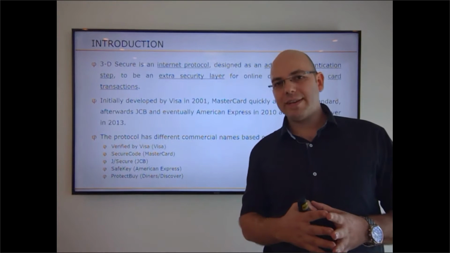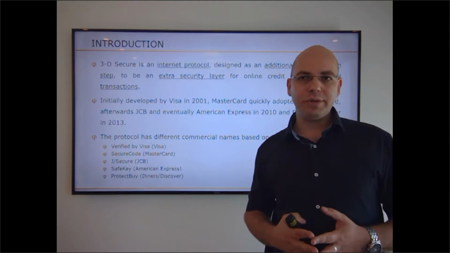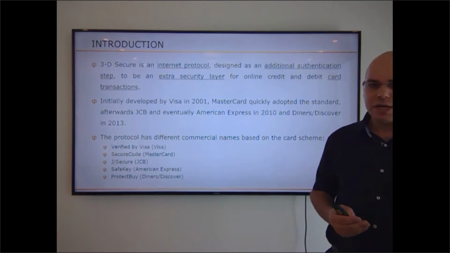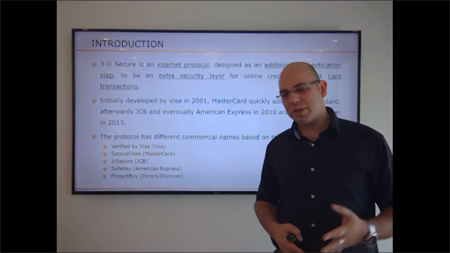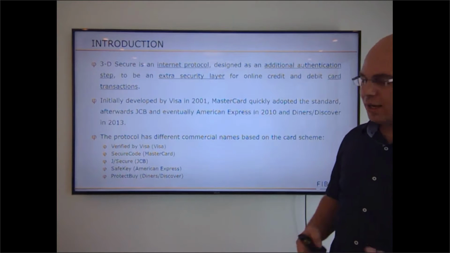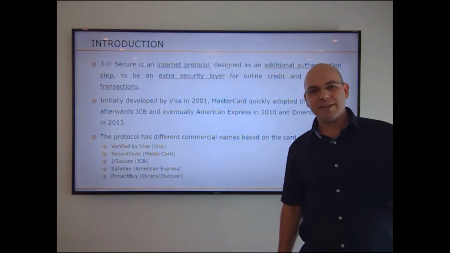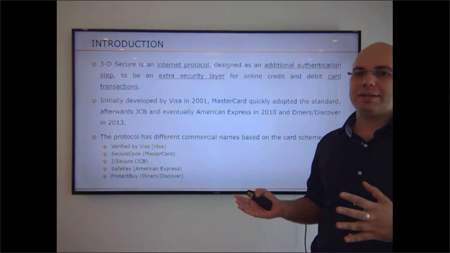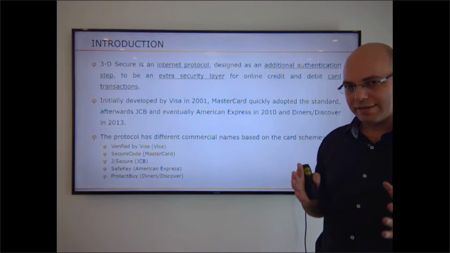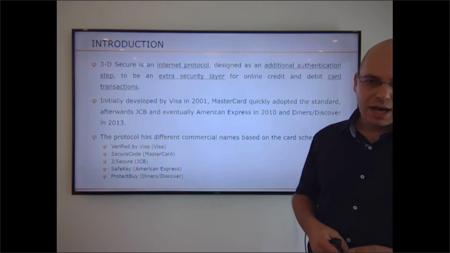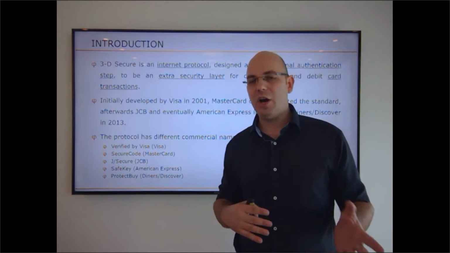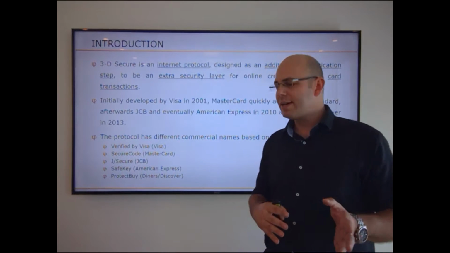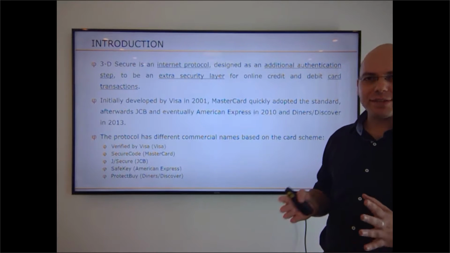3D Secure is the name of the technology, and I'll also explain why it is called that way. But it has different commercial names based on the different card schemes. With Visa, this is called Verified by Visa. With MasterCard, it's MasterCard SecureCode. JCB calls it J-Secure, American Express calls it SafeKey, and Diners Discover calls it ProtectBuy. So different names, but it all means exactly the same thing. I've come across a lot of people in the past that say, no, I don't need to work with 3D Secure because I have Verified by Visa or SecureCode, so this is pretty much the same thing. So just so you know, it has different names.